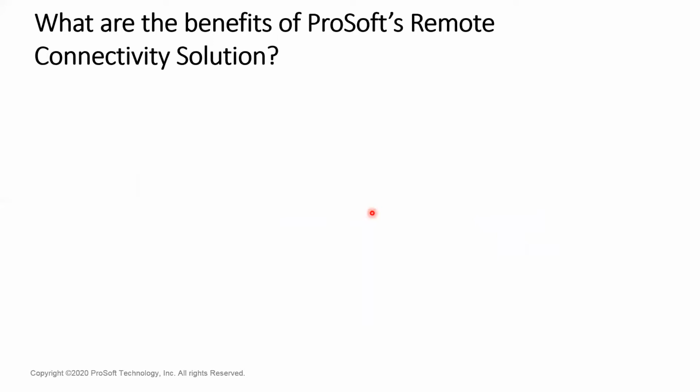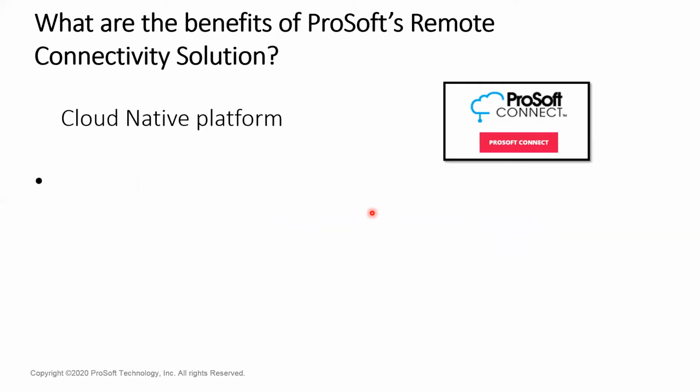Okay, so we're going to look at what the benefits of our solution are. You looked at the different components we've got. So what are the benefits of the ProSoft solution? The foundation of our remote connectivity solution is ProSoft Connect, which is a cloud-native, ultra-reliable, very secure platform that really allows you to not just manage your devices, but also your connection and your network and so forth. This solution is simple, secure, and managed.